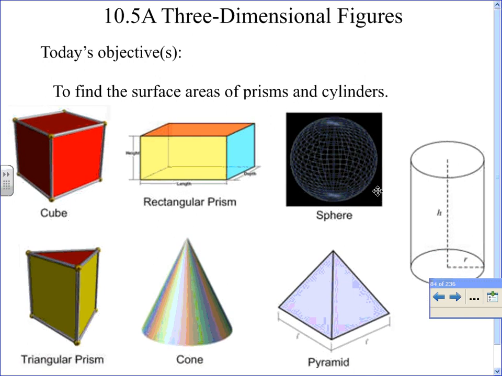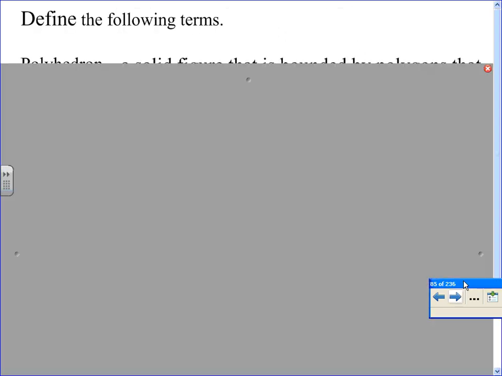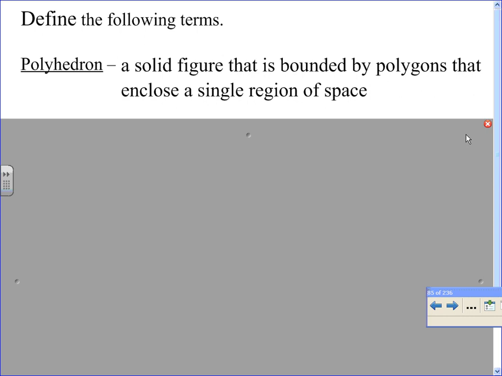Did everyone find 10.5a, Jeremy? No, it should be open up to 10.5a, which is page 11 in your notes. Okay, so we're going to do kind of an overview of what a polyhedron is, what a pyramid, what a prism is, before we talk about surface area, okay?